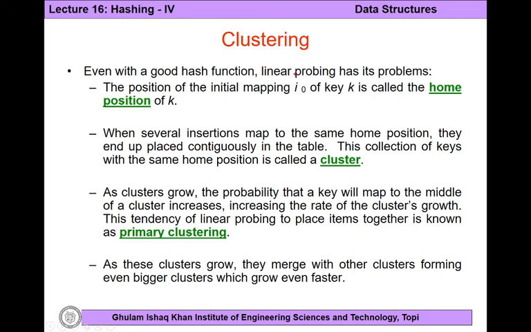Even with good hash functions, linear probing has its problems. The position of the initial mapping i0 of a key is called the home position, which I already told you. When several insertions map to the same home position, they end up placed contiguously in the table. This collection of keys with the same home position is called a cluster, right? And as the cluster grows, the probability that a key will map to the middle of a cluster increases.